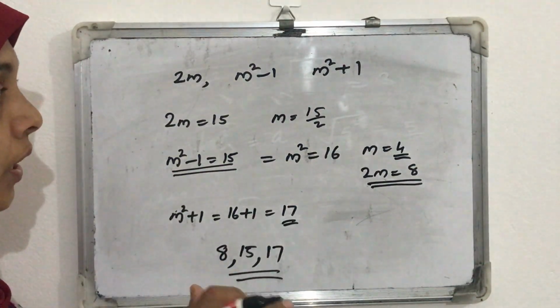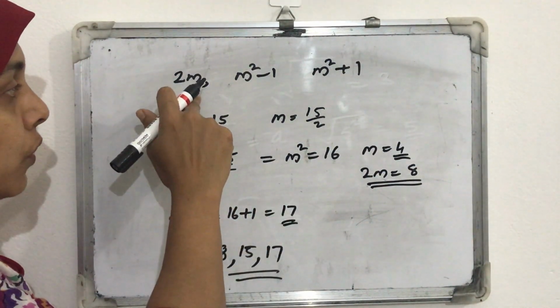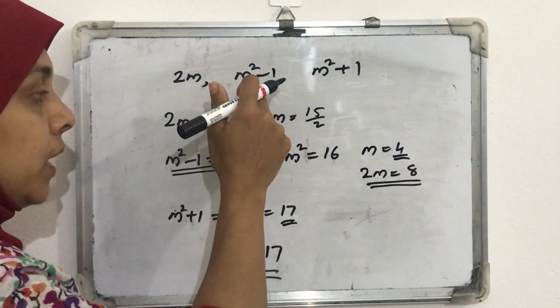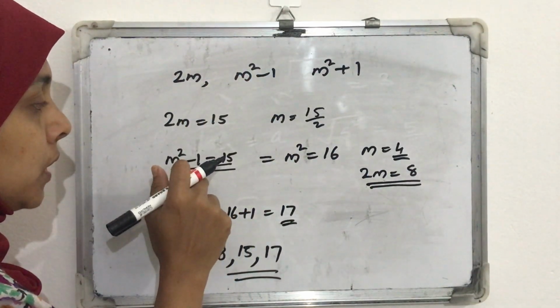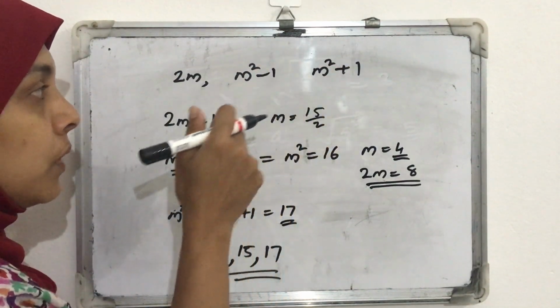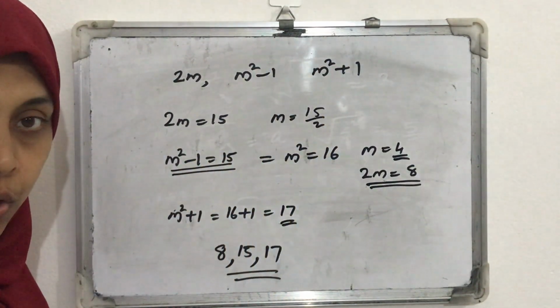Okay. So this you want to take care. If the first triplet, 2m, does not give a perfect square, then try for the next, m square minus 1. Here also, if it does not come out correct, then try m square plus 1, taking it as 15. That is how you want to do it.